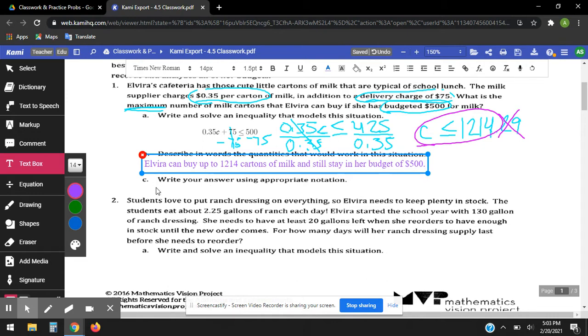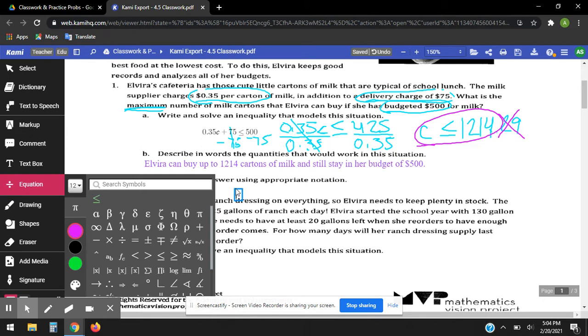So let's go ahead and write it in both notations. We're going to start with interval. So if I were to do this in interval notation, you can't have negative numbers of milk, right? So we'd have to start with 0. But then we could go all the way up to 1,214 inclusive. So that's interval notation.